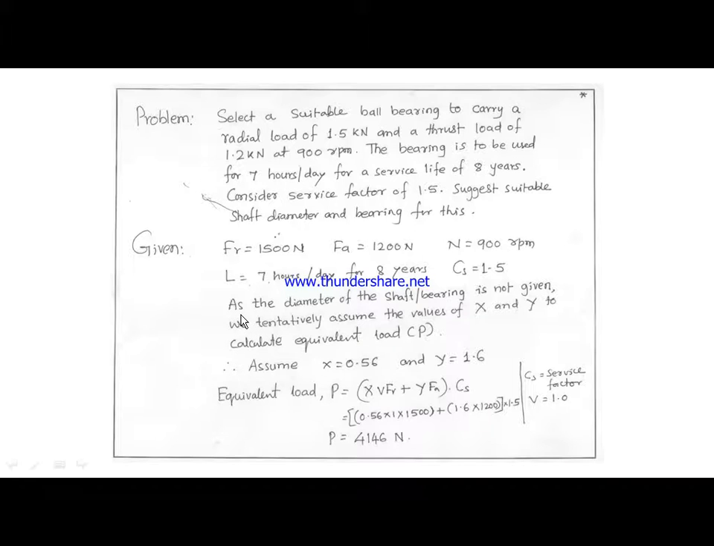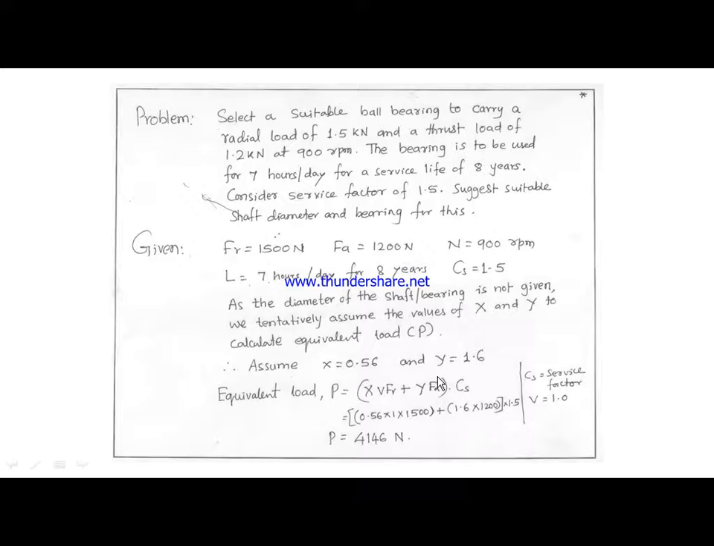Now as I mentioned, as the diameter of the shaft or bearing is not given, we tentatively start the solution by assuming the values of X and Y in order to calculate the equivalent load P. Just assume X is 0.56, and we have to assume the value of Y as 1.6, some suitable value. So by assuming these values of X and Y, calculate the equivalent load.